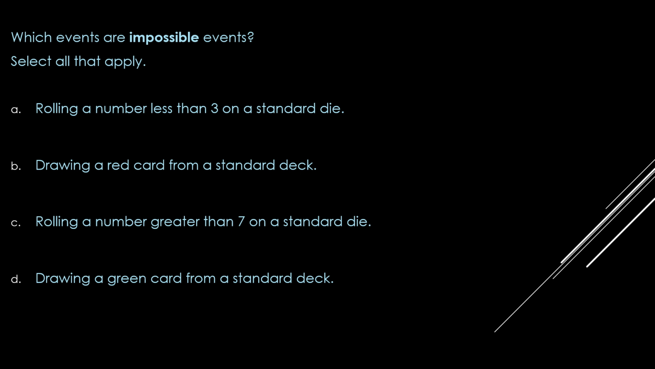C says rolling a number that is greater than 7. Well, that is never going to happen, right? Because numbers on a die are 1 through 6, so I could never roll an 8 or a 10 because those are too big. D says drawing a green card from a standard deck. Well, if I think about the colors in my deck, I could pick red or black. Those are not green, so drawing a green card is also impossible from a standard deck of cards.